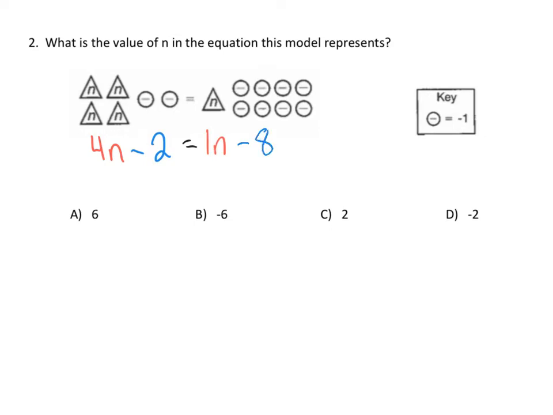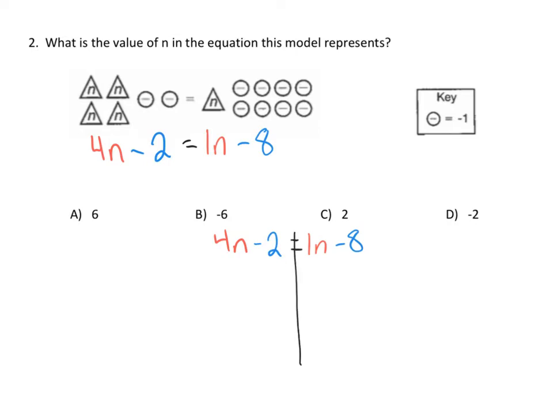Now I need to solve the equation just like normal. I'm going to go ahead and rewrite it down below so I have more room. 4n minus 2 equals 1n minus 8. And you'll see why I color-coded later on. So now we need to solve the equation just like normal. We're first going to draw a line down the equal sign.